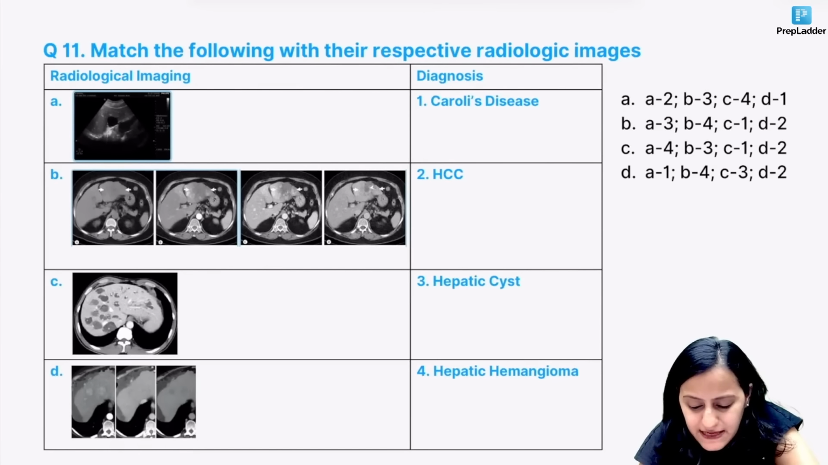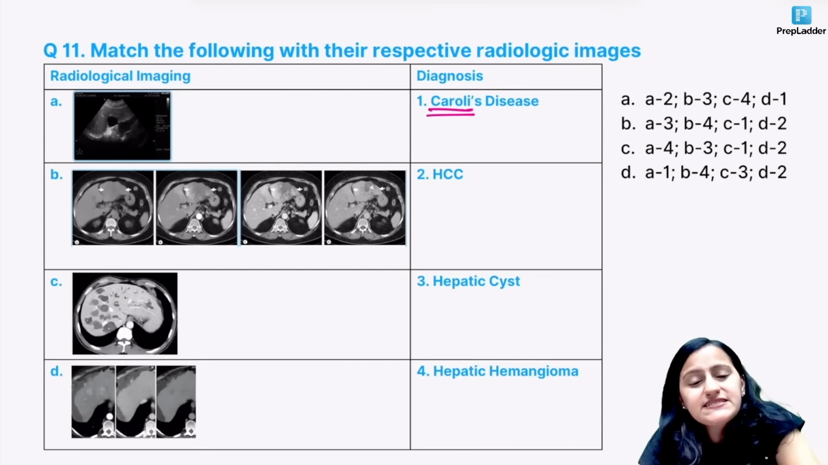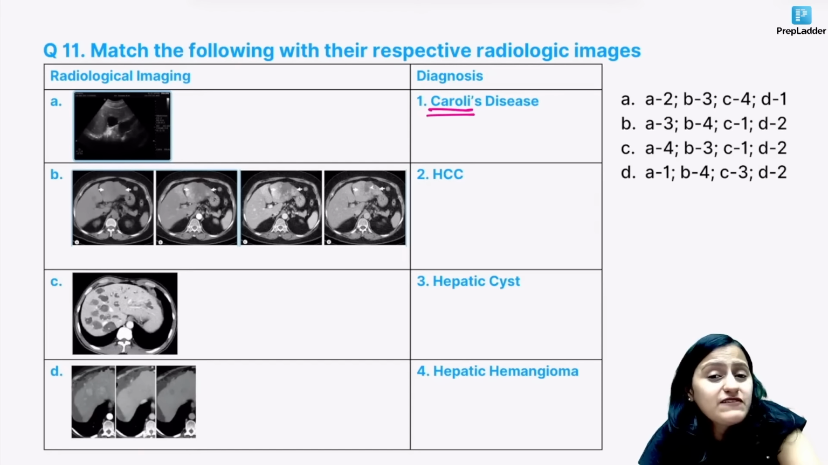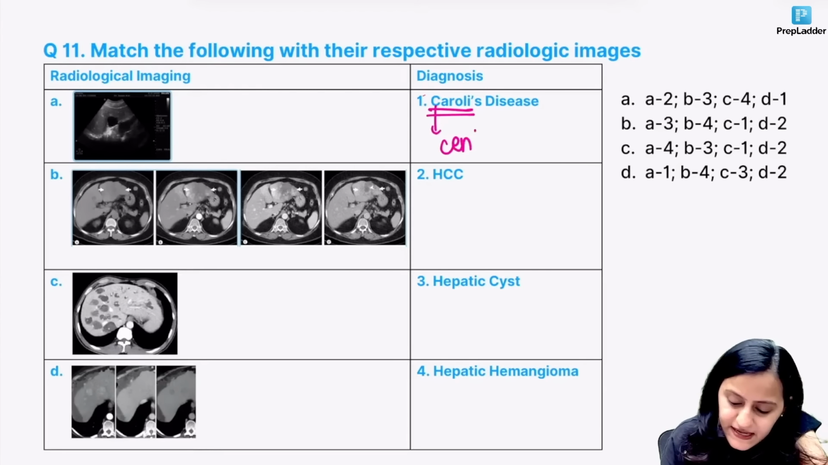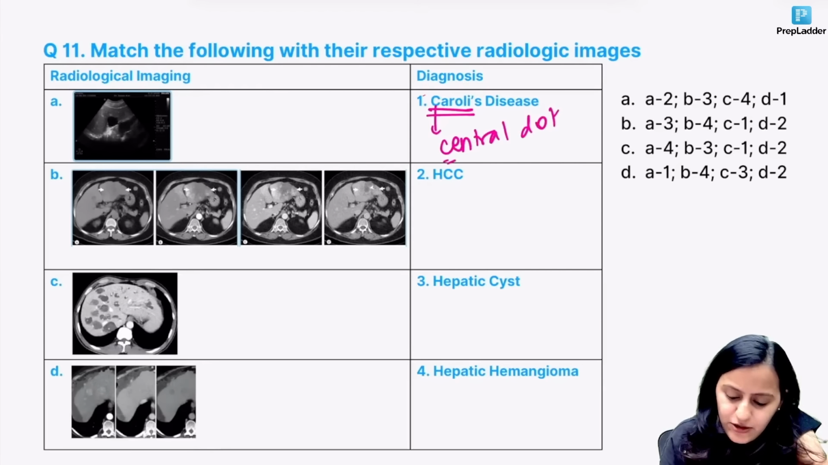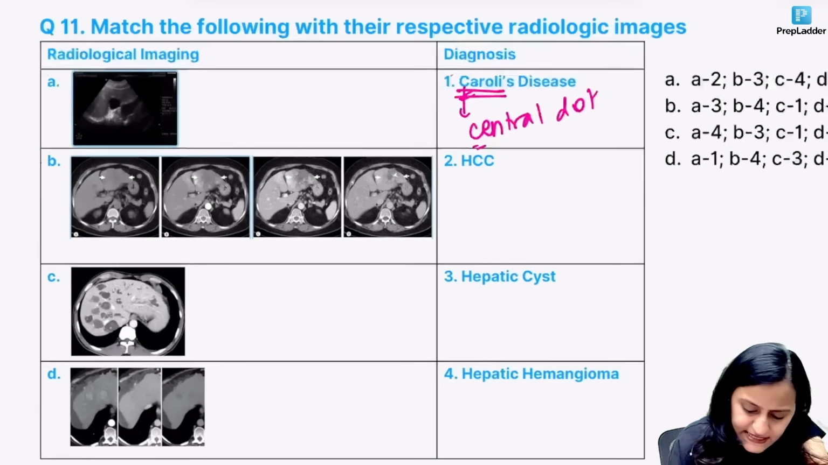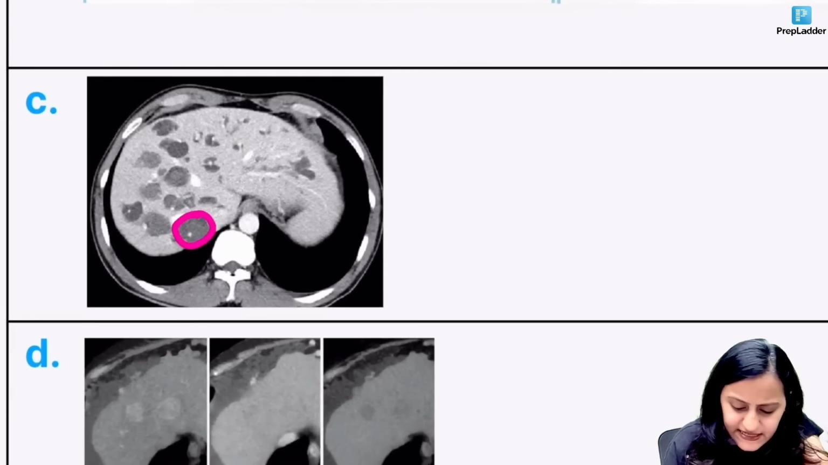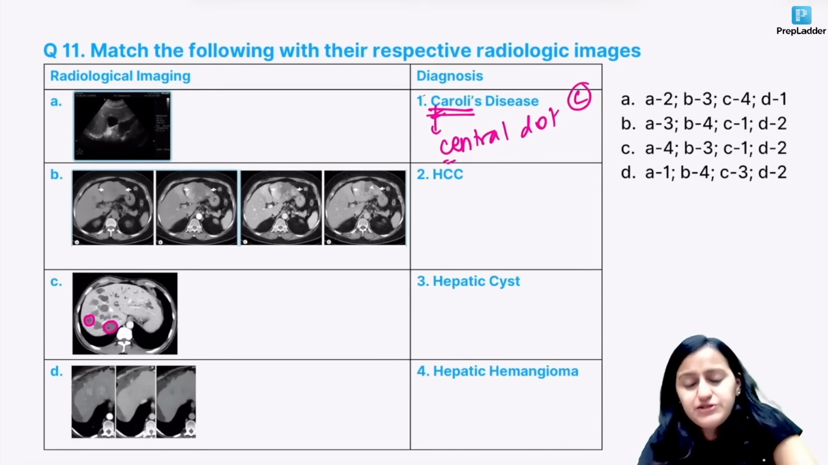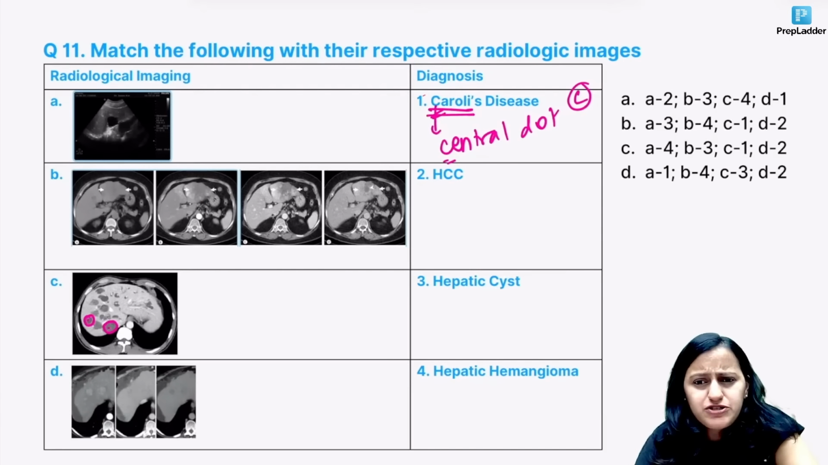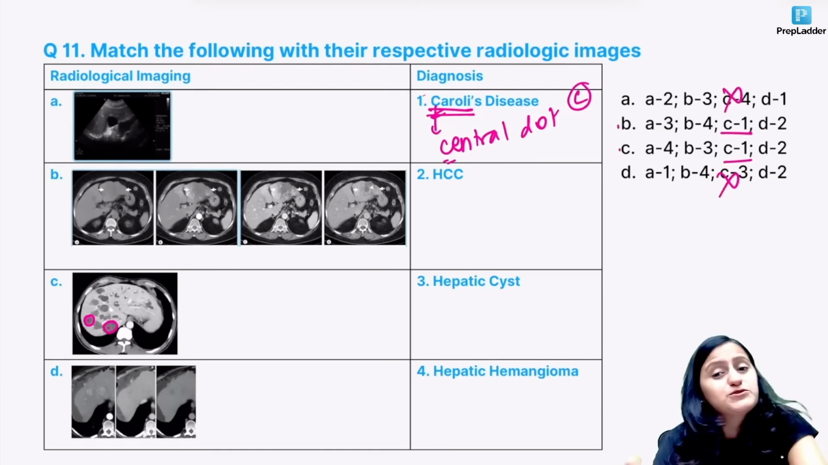Okay, next one. Match the following with their respective radiological images. First, tell me, Caroli's disease. What do you know about Caroli's disease? We have learned in the videos. Type 5 choledochal cyst, C for C. It has the central dot sign. Caroli's C, central dot sign. So in which of these images do you have the central dot sign? Image C. Look at this image, there's a cystic lesion with the central dot. So first is going to be C, or C is going to be 1. C is 1 in these two options. So the rest of the two options are out.